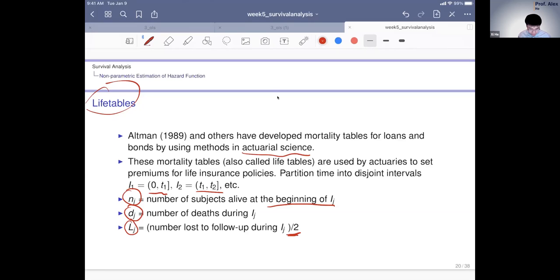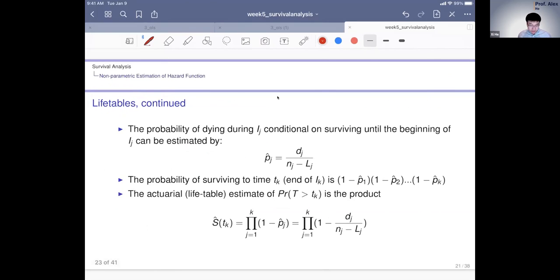But that's a minor thing. Okay, so then what we calculate is the probability of dying during that interval conditional on surviving until the beginning of the interval. First you condition on the people who survived until the beginning of that interval, and this is the group of people with NJ people, okay?